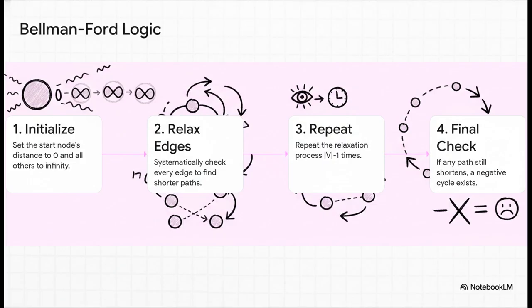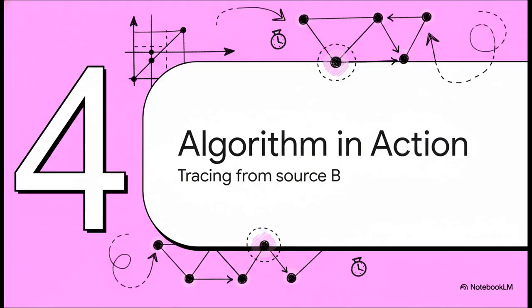And it does this over and over. But here's the real magic trick. After it thinks it's done, it does one last pass. If any path still gets shorter on that final pass, the algorithm knows it's caught a negative cycle. Okay, enough theory. That's all well and good, but let's actually see this thing in action.